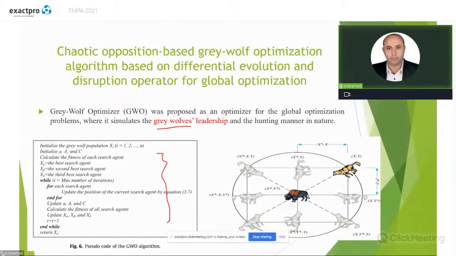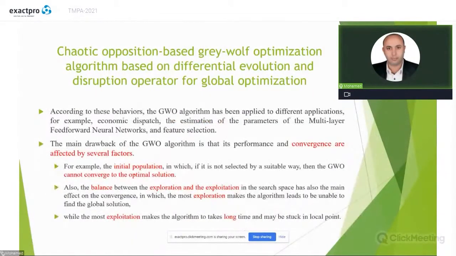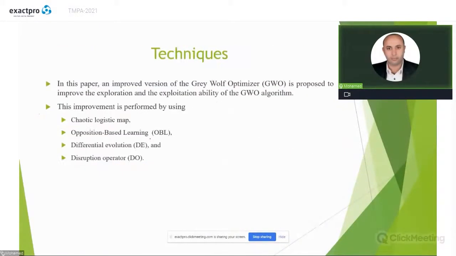In general, this can be divided into exploration and exploitation, the two main phases in meta-heuristic techniques. If anyone wants to improve a meta-heuristic technique, they can update either the exploration or the exploitation phase. Here we tried different techniques to improve Grey Wolf optimization. First, we use a chaotic logistic map. The second is OBL. After that, differential evolution and the disruption operator. All of these techniques can be combined with Grey Wolf optimization to improve its behavior.